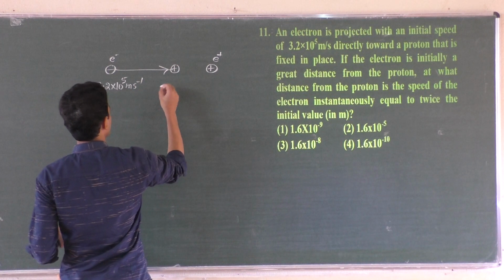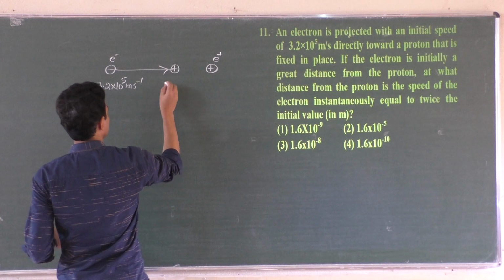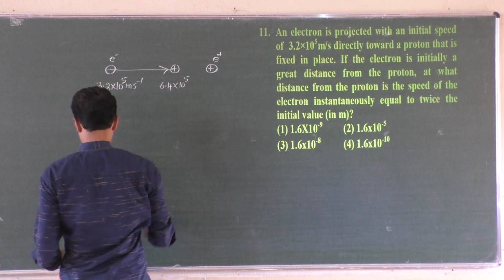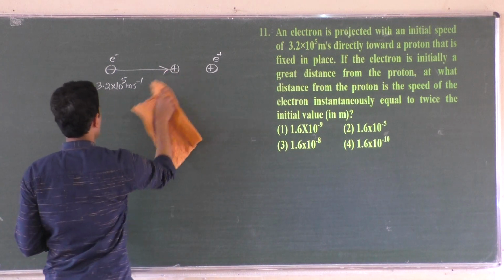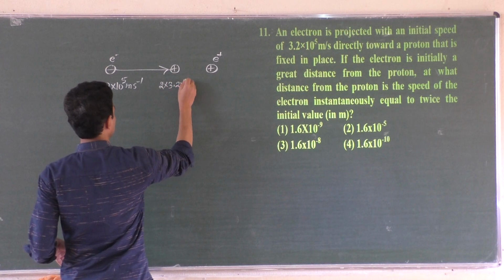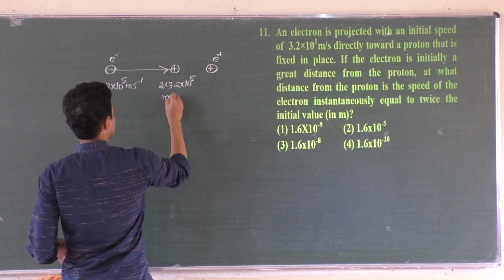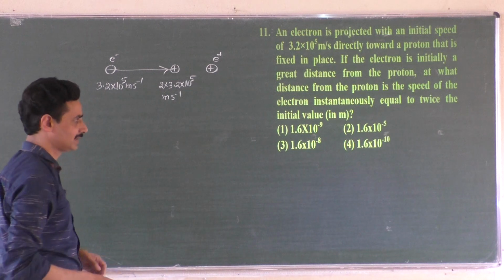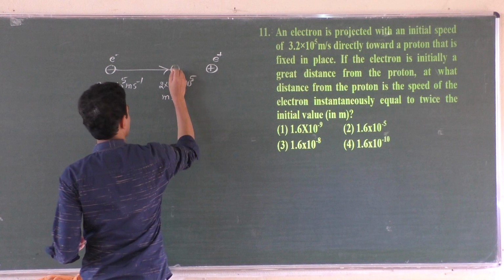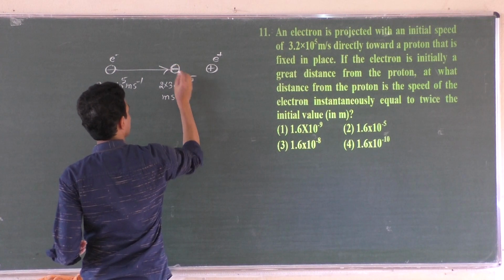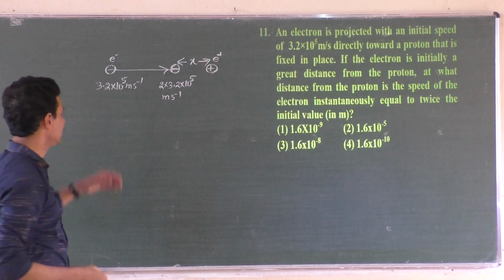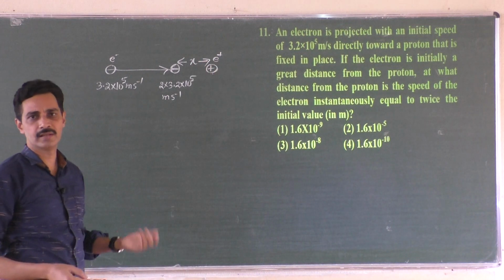That means twice, it becomes some 6.4 into 10 to the power 5, or I will write 2 into 3.2 itself, so that it becomes easy for the calculation. 3.2 into 10 to the power 5 meters per second. This should be the velocity by the time it reaches here. At what distance from the proton? This is the electron moving towards the proton. So at what distance from the proton will the instantaneous velocity be double the initial velocity?